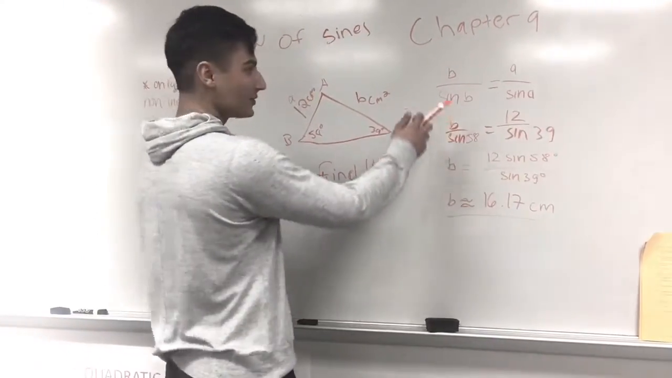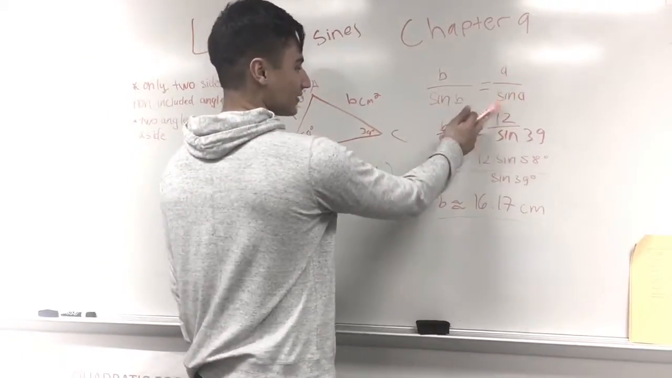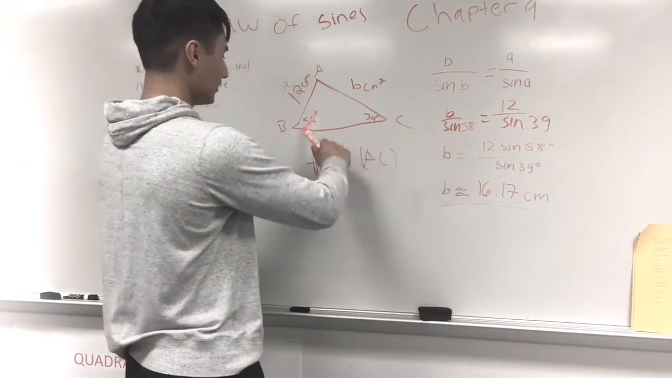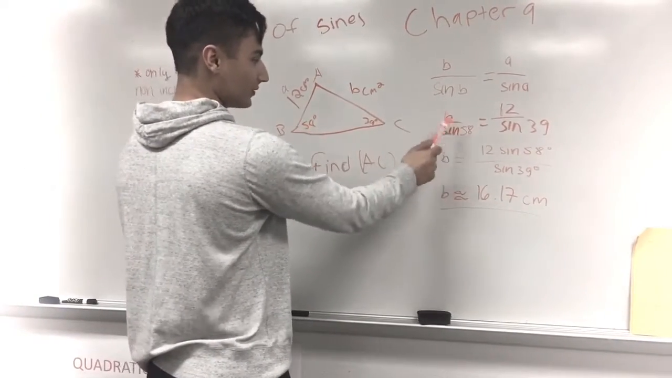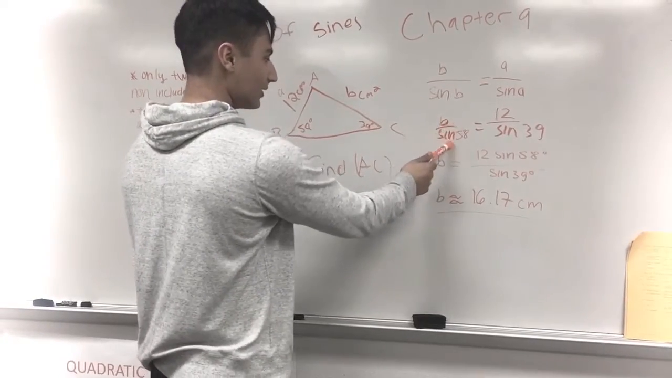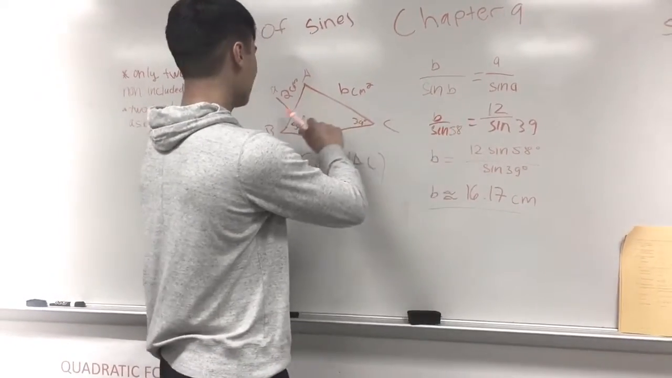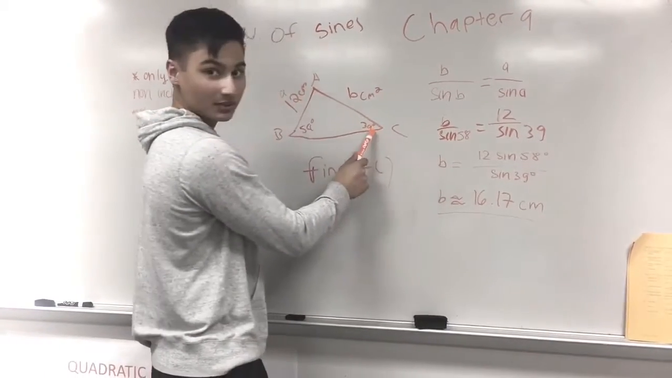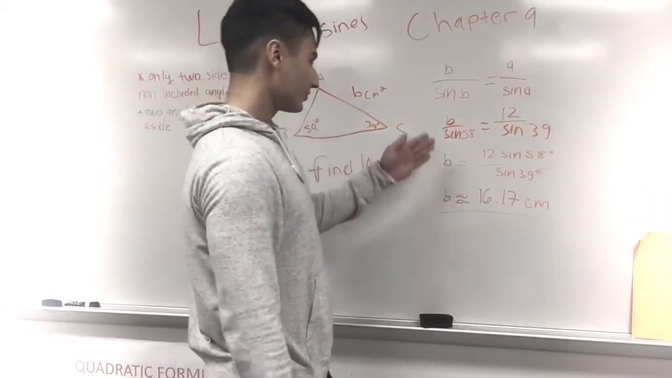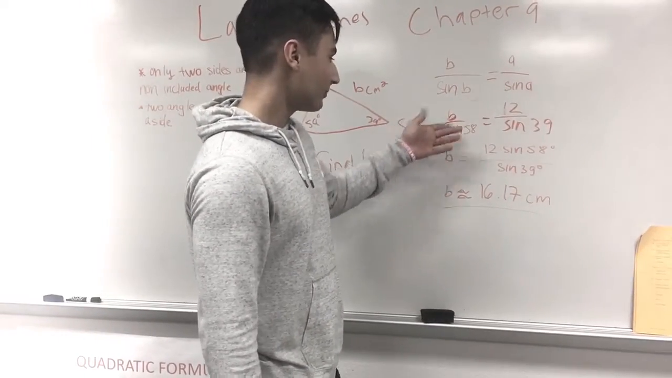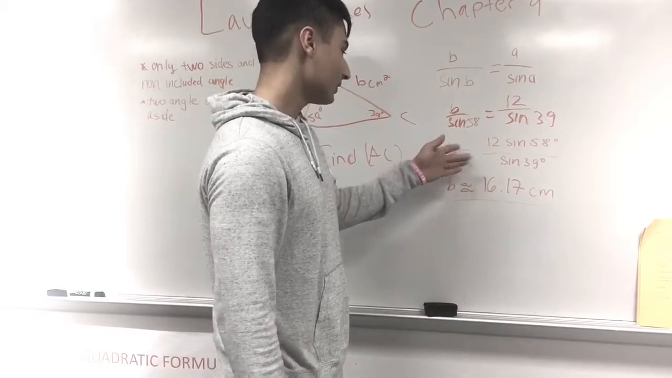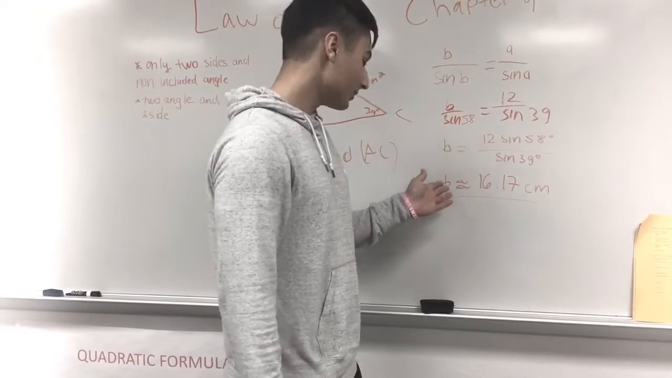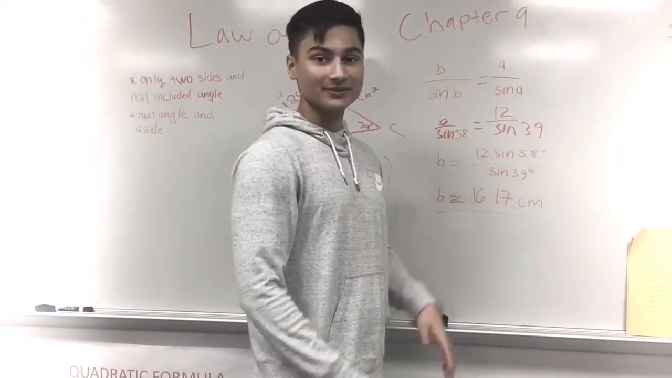We plug in our handy dandy formula, b over sine B equals a over sine A. The side we're looking for is opposite the angle of 58, so that's what goes on the bottom. So b over sine 58, because it's the opposite angle, equals a, which in this case is 12 centimeters, over sine 39. It's 39 because this is the angle opposite to that side. Then you multiply both sides by sine 58, and you get b equals 12 sine 58 over sine 39. Plug this in your calculator, and you get b approximately equals 16.17 centimeters. There you go.